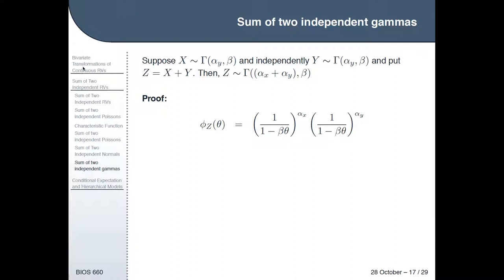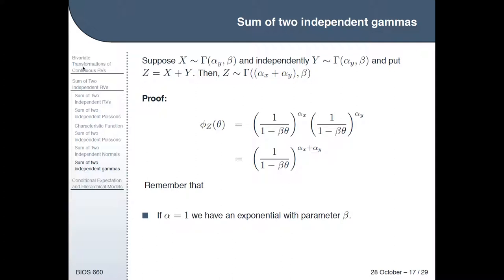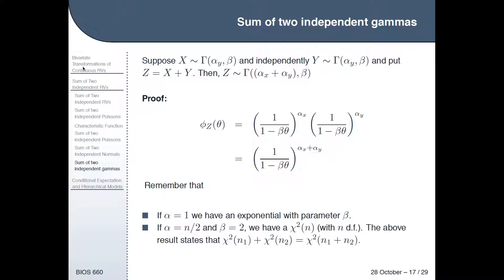Anyway, in this case, the moment generating functions look like that. The characteristic functions would be essentially the same thing, only you insert some i's in there. Obviously, you multiply that together, it's just 1 over 1 minus beta times theta, to the power alpha x plus alpha y, which is, of course, a gamma distribution with parameters alpha x plus alpha y.